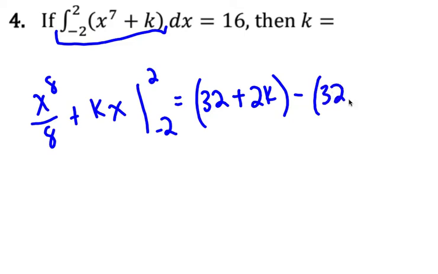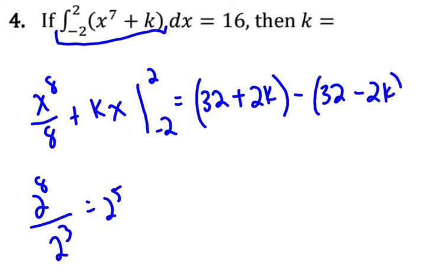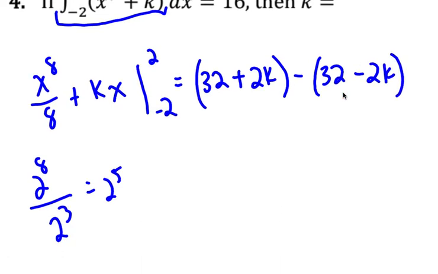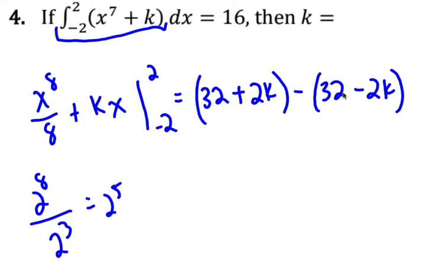Is that right? Did I do that right? Because this would be x to the 8th. So this is like 2 to the 8th, right, if I'm plugging 2 in. And then 8 is 2 to the 3rd. So that's 2 to the 5th. Is that 32? 2, 4, 8, 16, 32. Yeah. And then minus 2k. Are you with me? Good? All right. So 2k minus -2k is 4k.